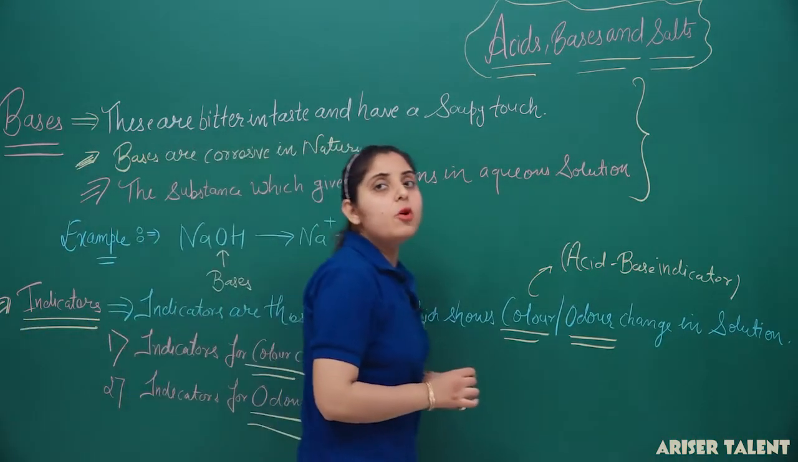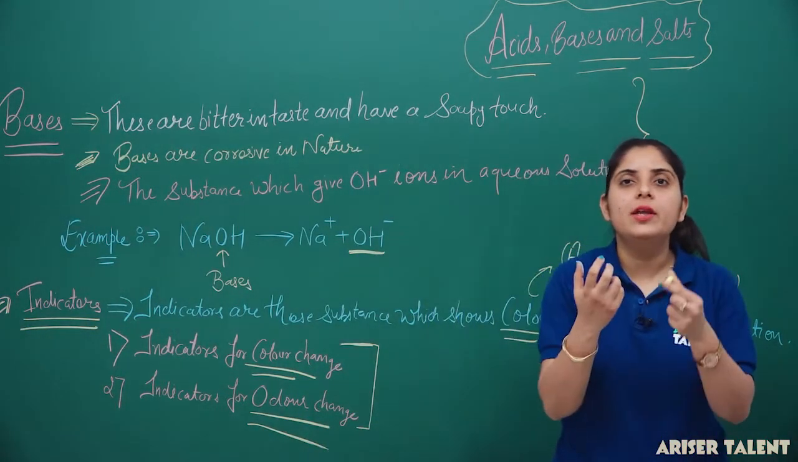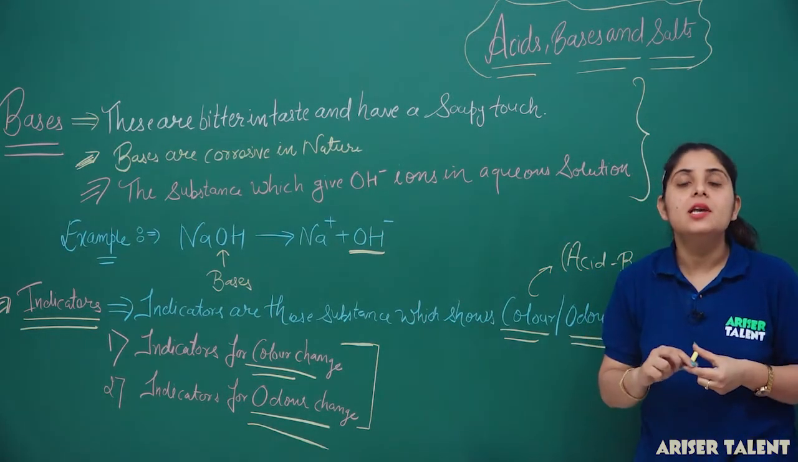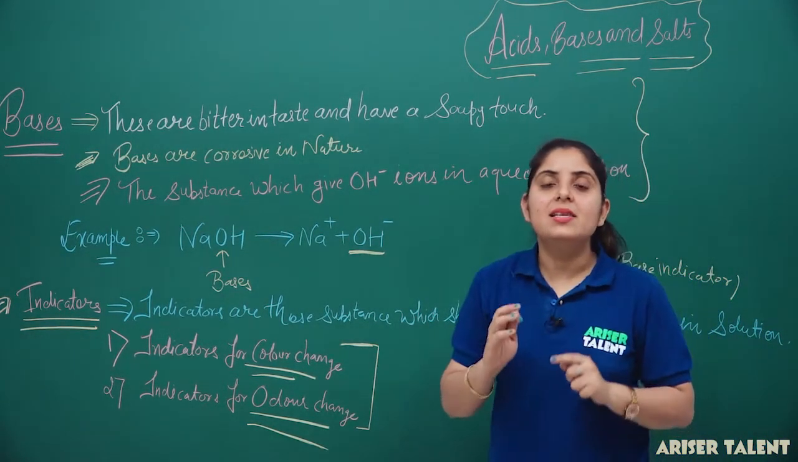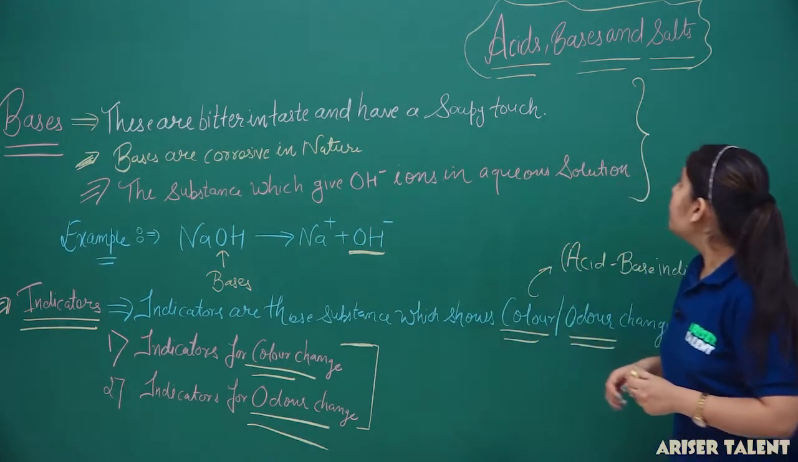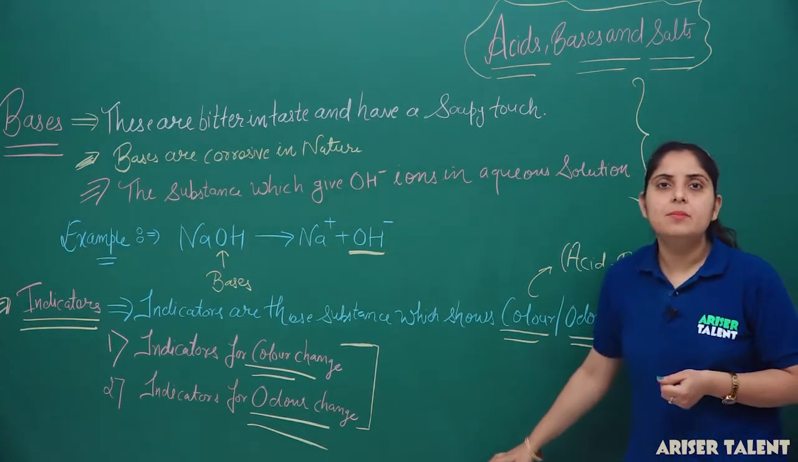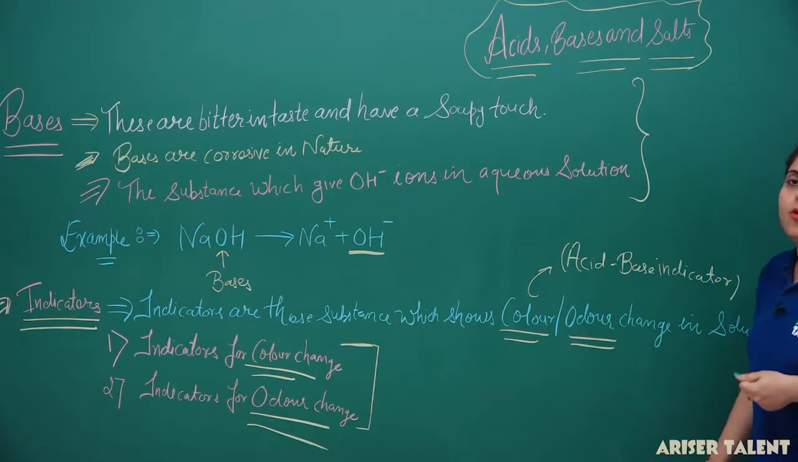Before proceeding to the indicators that show different colors and different odors, we will discuss our basic indicator that is known as litmus. So we are proceeding to our next indicator, that is litmus.